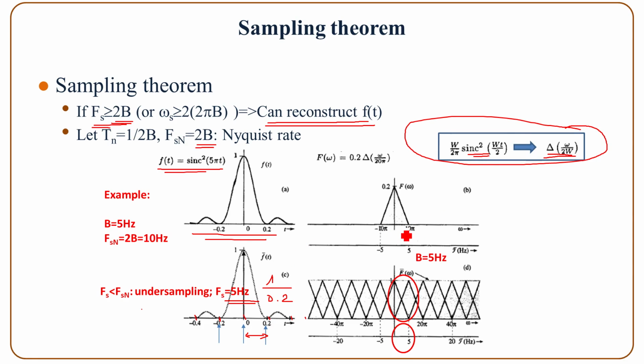Now look at the spectrum of the sinc squared function. From here we can see that the bandwidth is 5 Hz. So here b is now equal to 5 Hz, and the sampling frequency is also 5 Hz here, and the requirement says it should be 10 Hz at least instead.